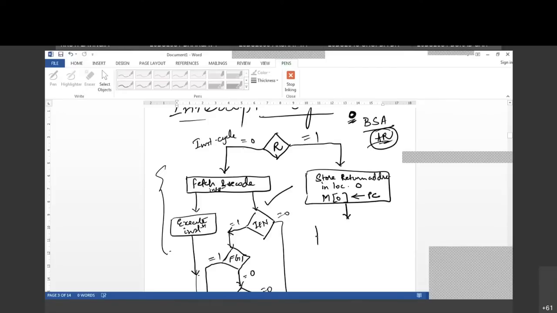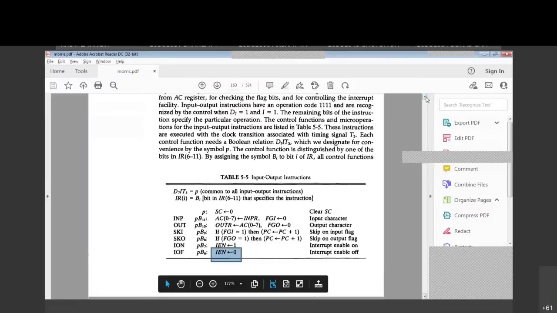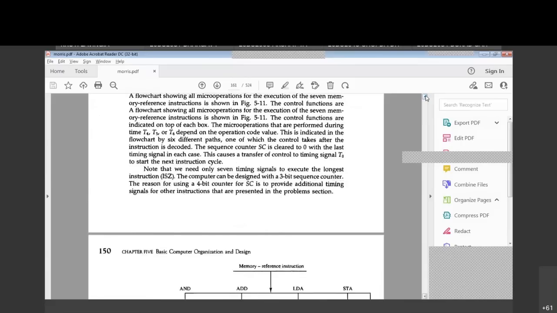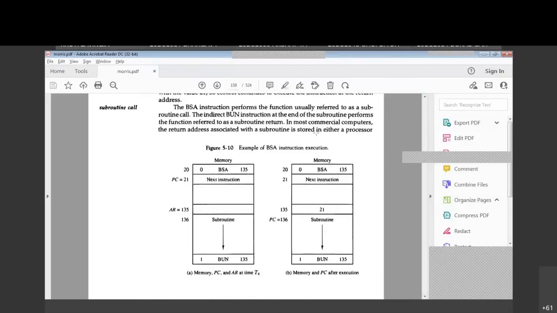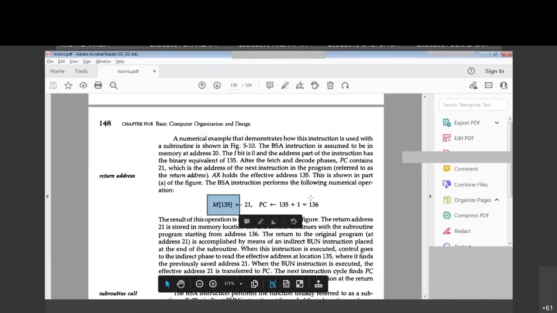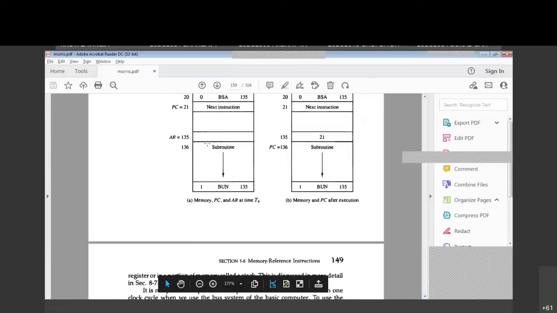After this, we will branch to that location. We used to branch to AR+1, right? I'll show you that branch and save return address instruction. In that, here we were storing this at M of 135, and then our execution starts from 135 plus 1, that is 136. This 136 would have our subroutine.